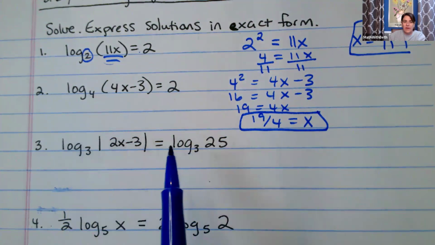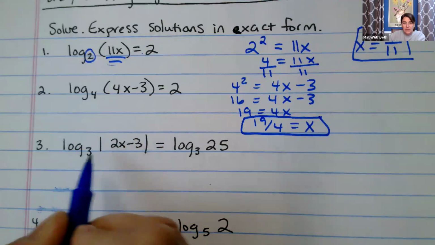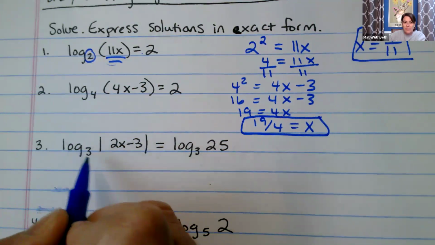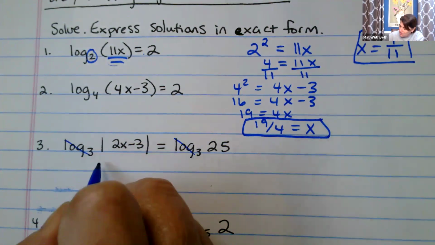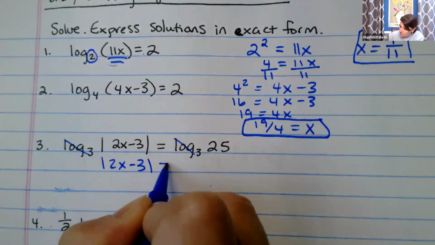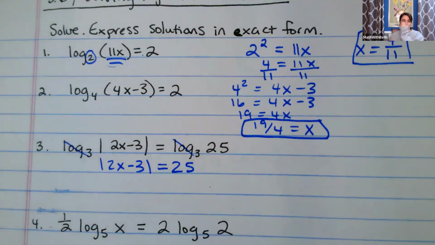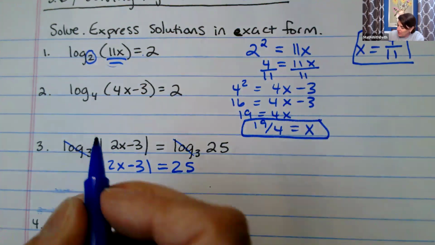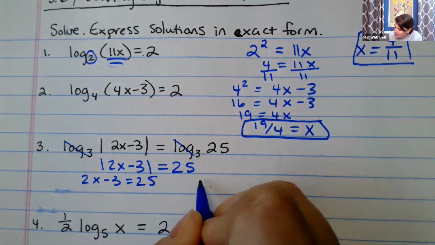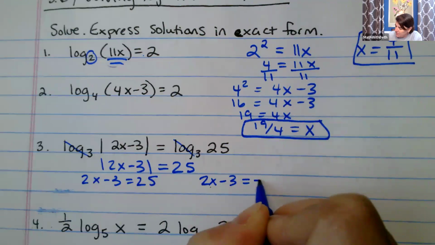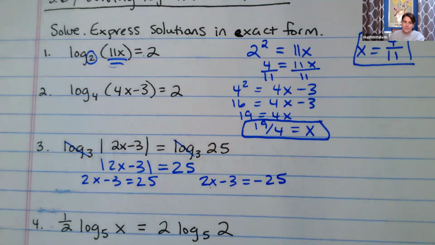Okay, so that's one way to use logs. If you have more than one log, and there's no way to get just one log all by itself, but you can get it to look like this, log base something equaling log base something, then you can just basically ignore the logs and set the two things equal. Right? The only way this could work is if this stuff equaled 25. But now you have to remember, how do we solve an absolute value equation? Remember that we have to set up 2 separate equations, one where this stuff equals 25 and one where the same stuff equals negative 25.